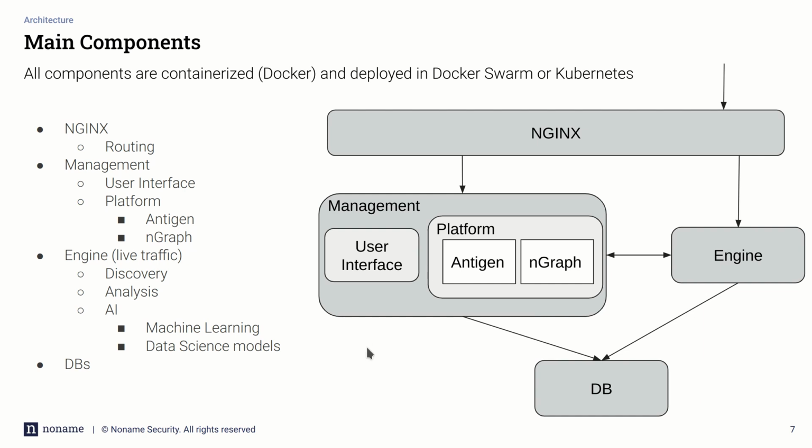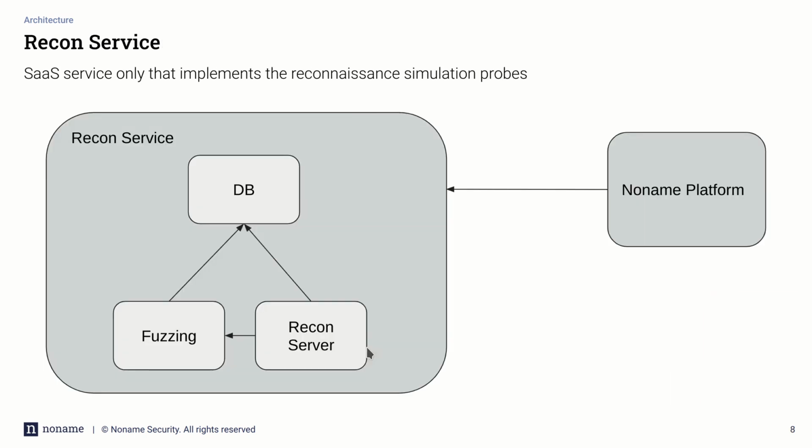Now, there's a separate service called the recon service. What is the recon service? Well, it's a separate component outside the Noname platform, but it communicates all information to the Noname platform. So what does the recon service do? It simulates reconnaissance attacks, or attacks that happen by an attacker during reconnaissance. This is just a simulation. It pretends to be an attacker trying to find weak points in your infrastructure.